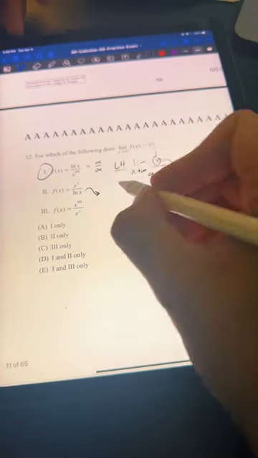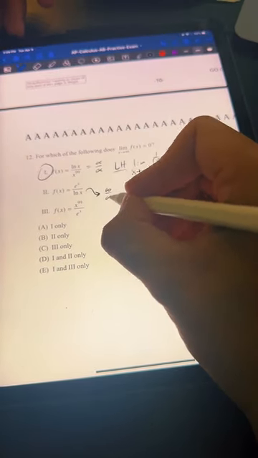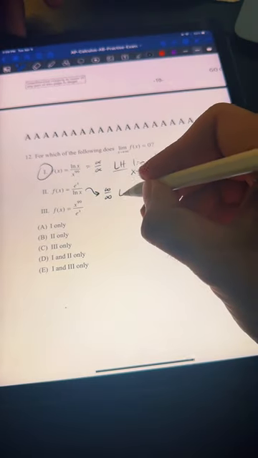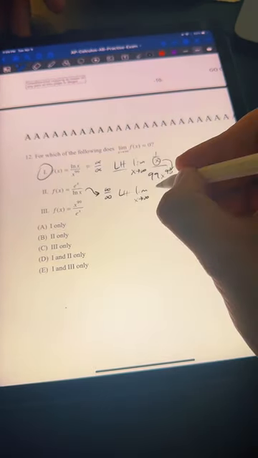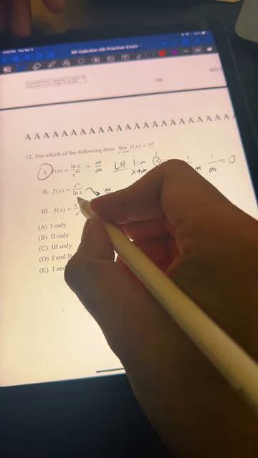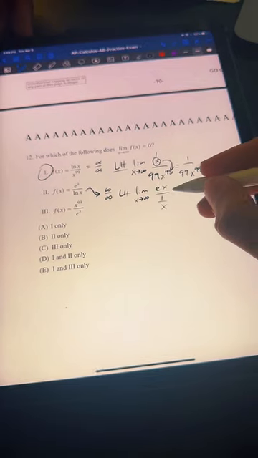So here we go. Same thing. If I were to plug in infinity, I get infinity over infinity. So L'Hopital's rule, or at least we can try. Okay, the derivative of e to the x is just e to the x over the derivative of 1 over x, or natural log of x, that's 1 over x.